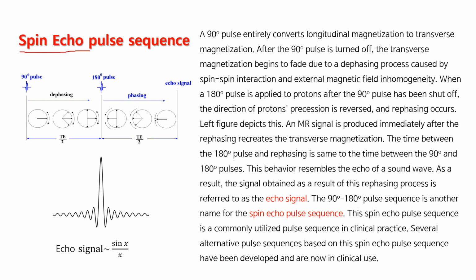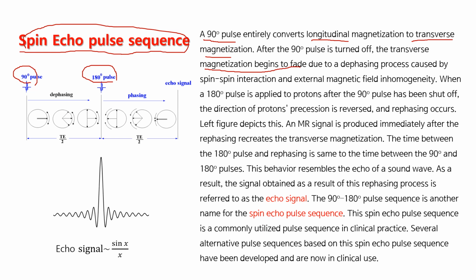Spin echo pulse sequence consists of two pulses, a 90-degree pulse and a 180-degree pulse. A 90-degree pulse entirely converts longitudinal magnetization to transverse magnetization. After the 90-degree pulse is turned off, the transverse magnetization begins to fade due to the dephasing process caused by spin-spin interaction and external magnetic field inhomogeneity.